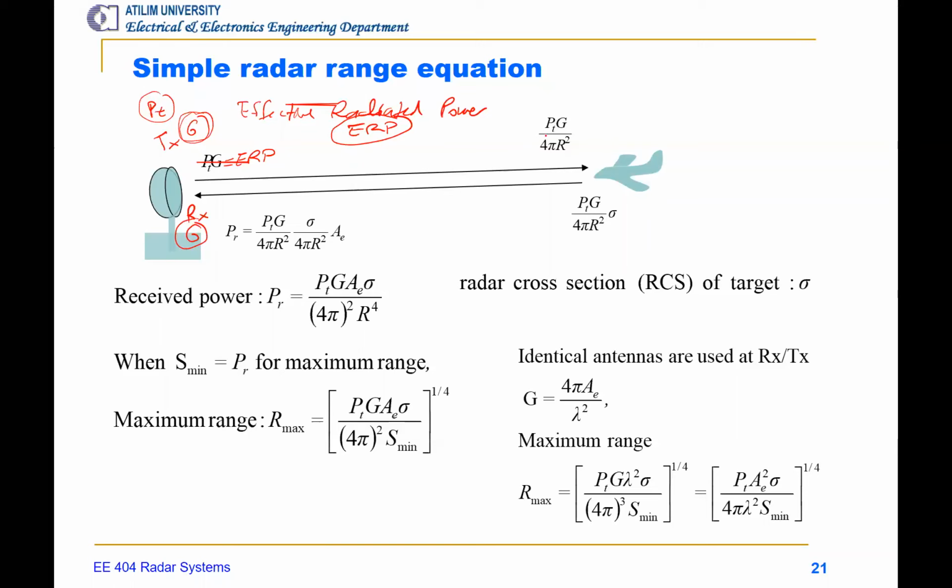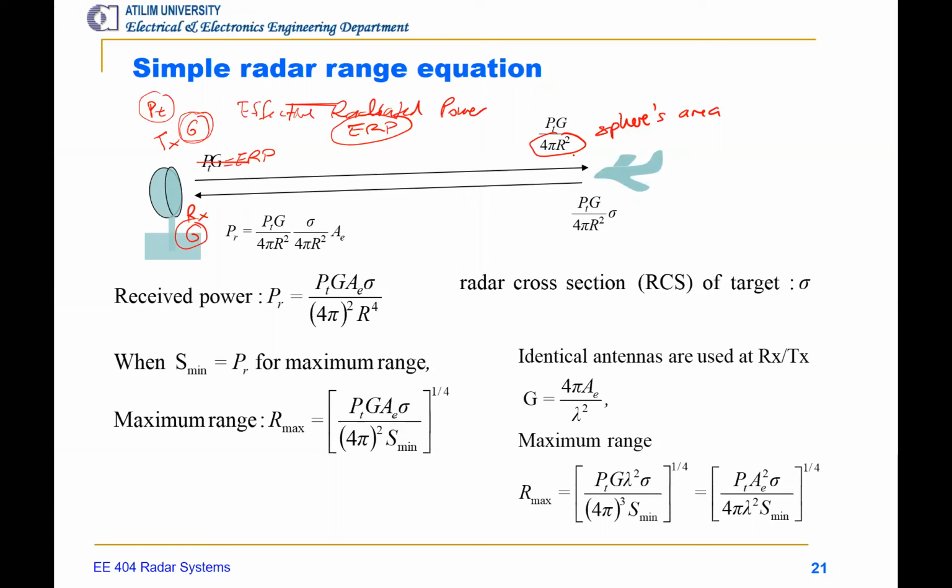So this is the sphere's surface area. We divide by that number, PTG over 4 pi r squared, and then this power density hits the surface of the target. So the larger the distance, the smaller the power density hitting the surface of the target.